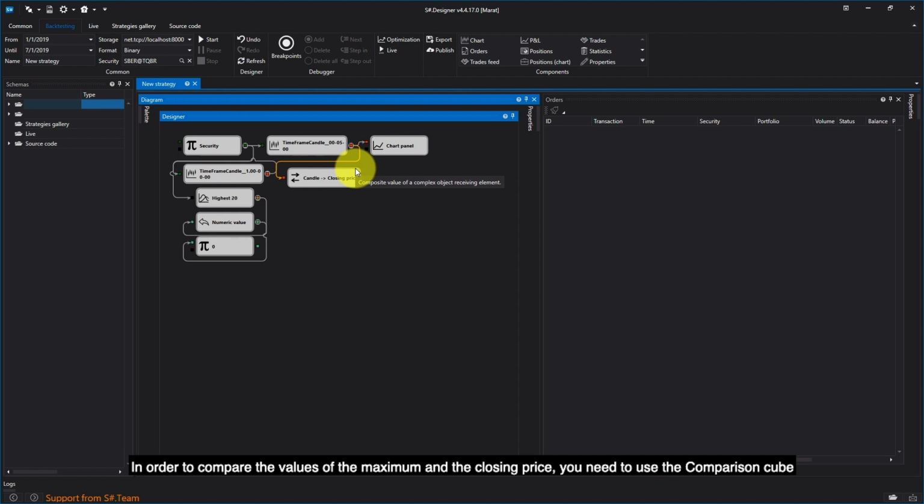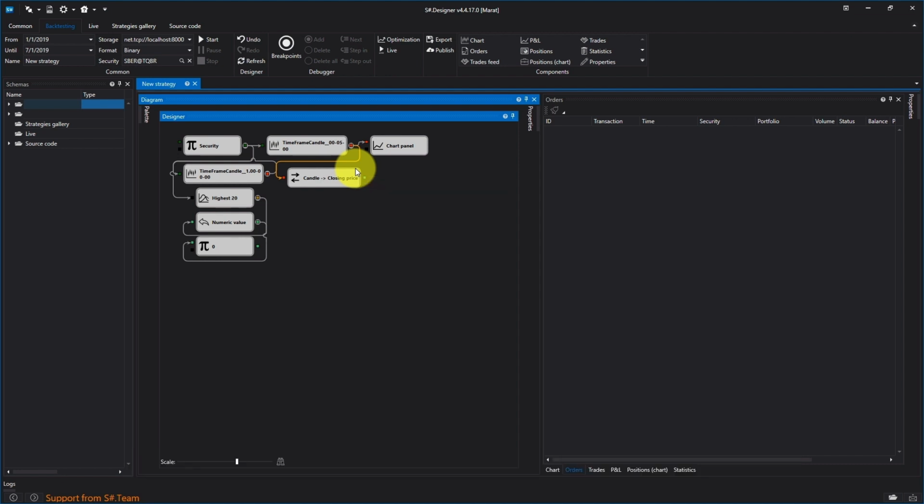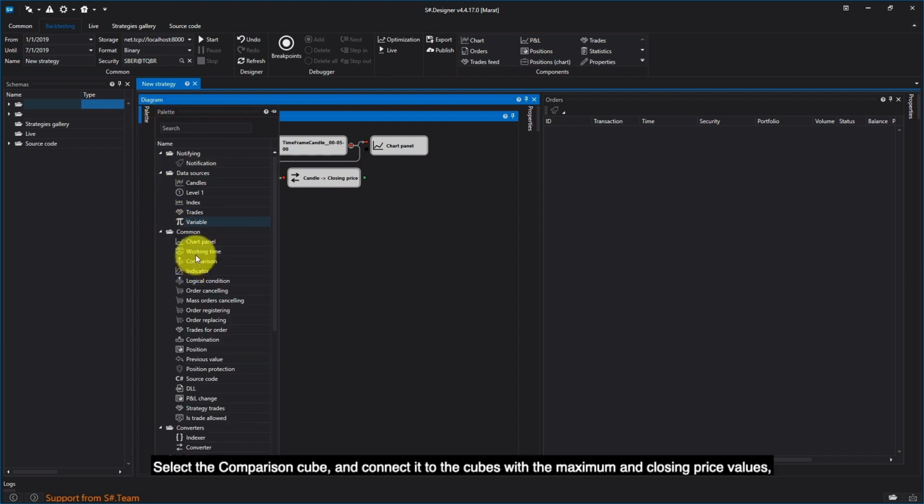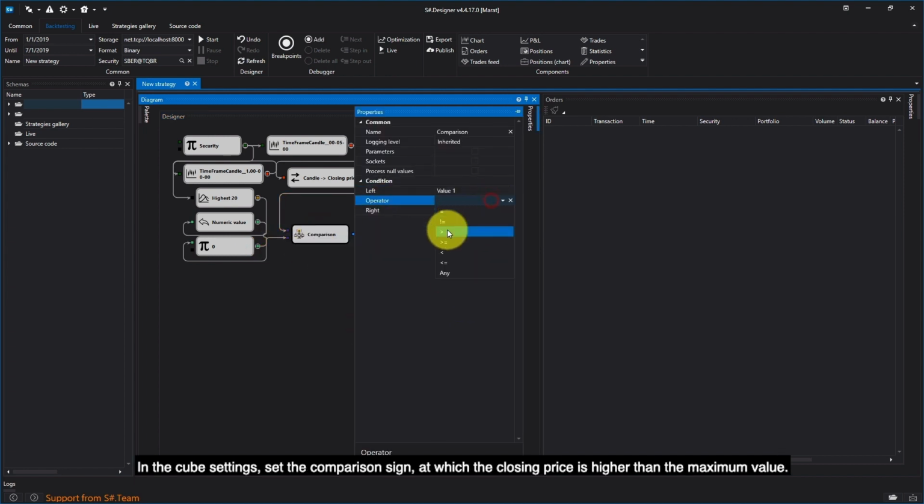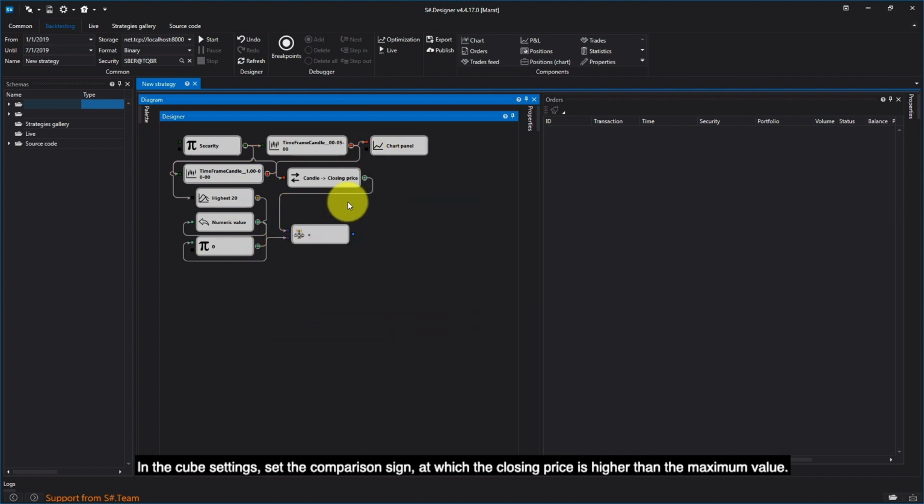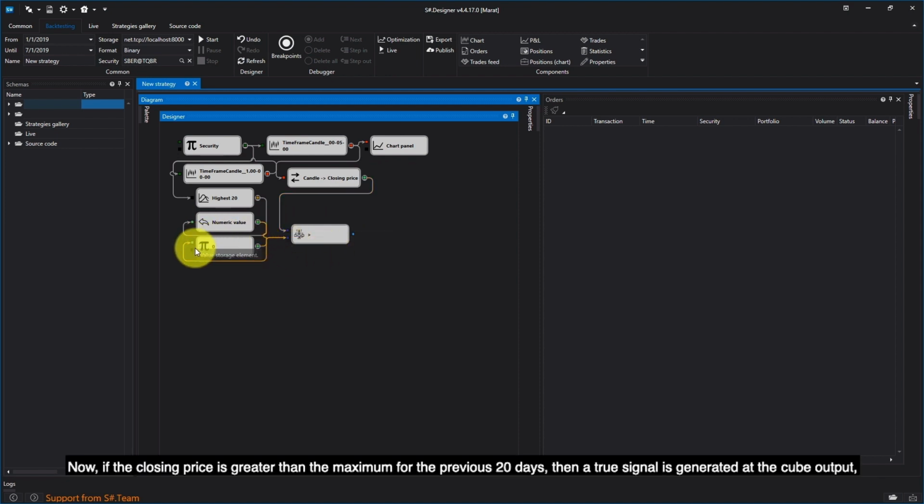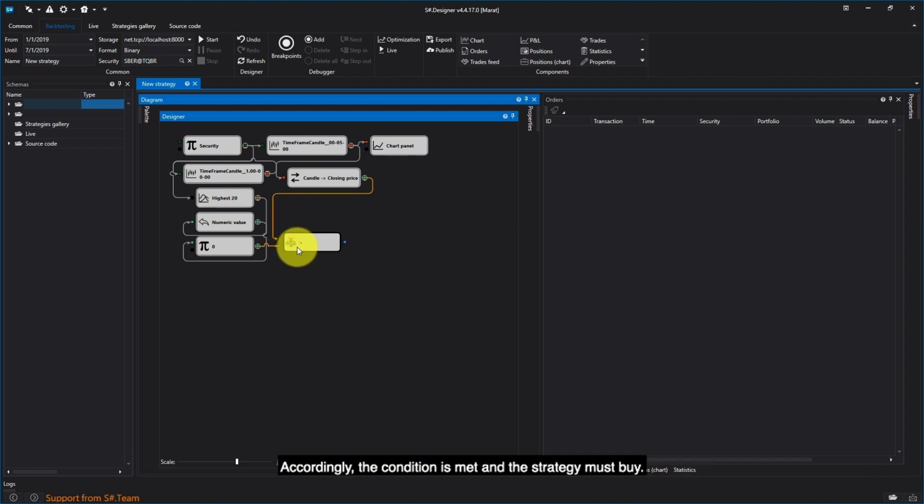In order to compare the values of the maximum and the closing price, you need to use the comparison cube. If the condition is met, then the strategy should buy. Select the comparison cube and connect it to the cubes with the maximum and closing price values. In the cube settings, set the comparison sign at which the closing price is higher than the maximum value. Now, if the closing price is greater than the maximum for the previous 20 days, then a true signal is generated at the cube output. Accordingly, the condition is met and the strategy must buy.